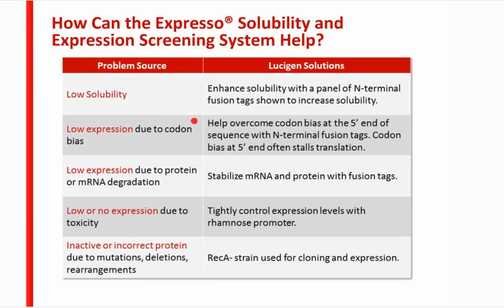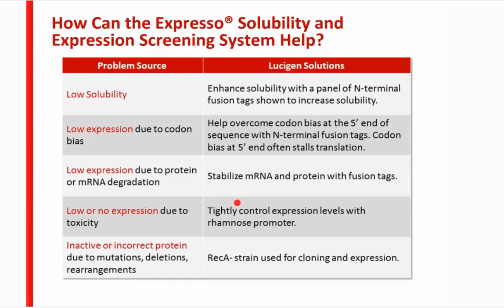So we talked about low solubility before, and how adding a soluble N-terminal fusion tag can help rescue an insoluble protein. It can also help with low expression levels if the low expression levels are due to rare codon usage. So if the sequence of interest uses a lot of really rare codons, translation can stall out at the 5' end before it even really gets started. And adding an easily translatable fusion at the 5' end can help overcome that stalling effect. If the protein or mRNA is becoming degraded, an N-terminal fusion tag can also help. And in this case, it helps to stabilize that protein and prevent degradation.